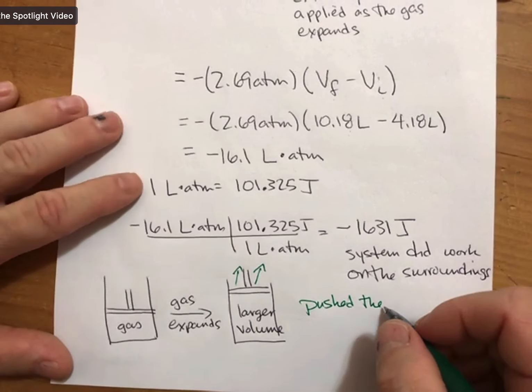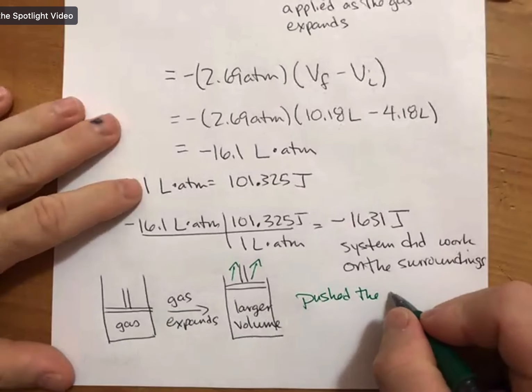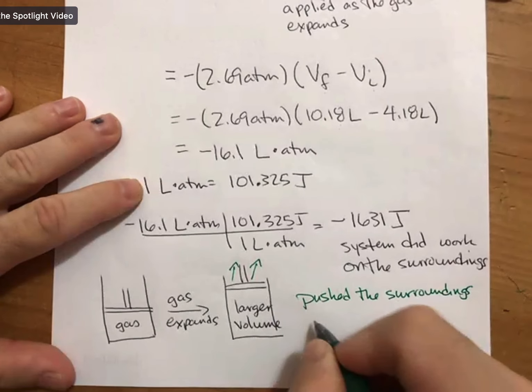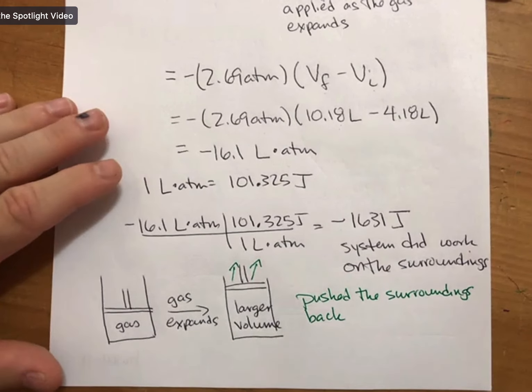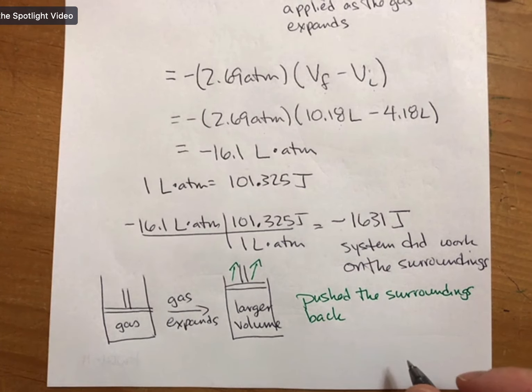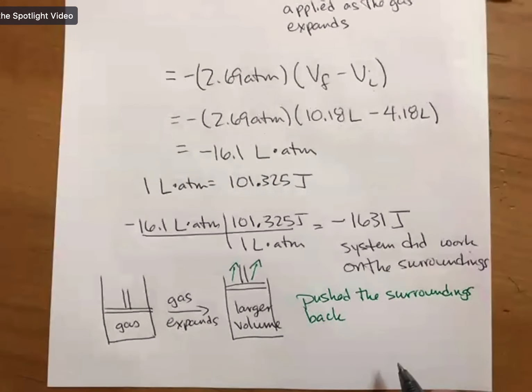What's the best way to say this? That's a rhetorical question. Let me figure it out. Pushed the surroundings back, which is how it does work on the surroundings. You can think of pushing a rock up a hill as doing work. Here, if you push against something, you are doing work.